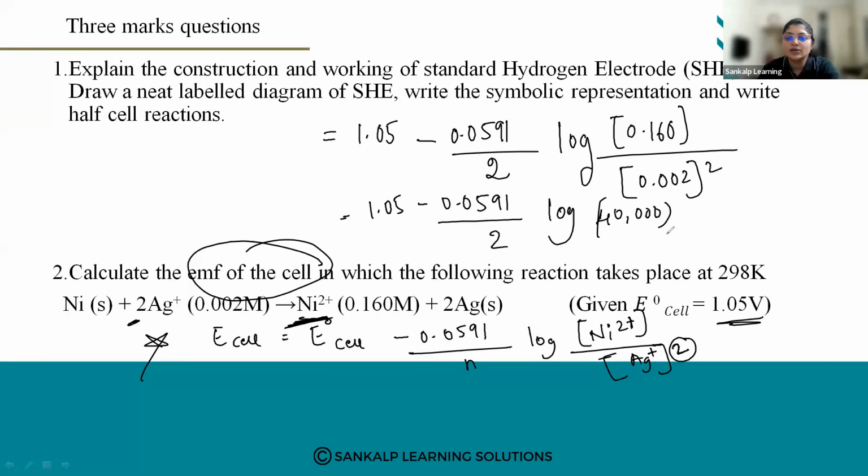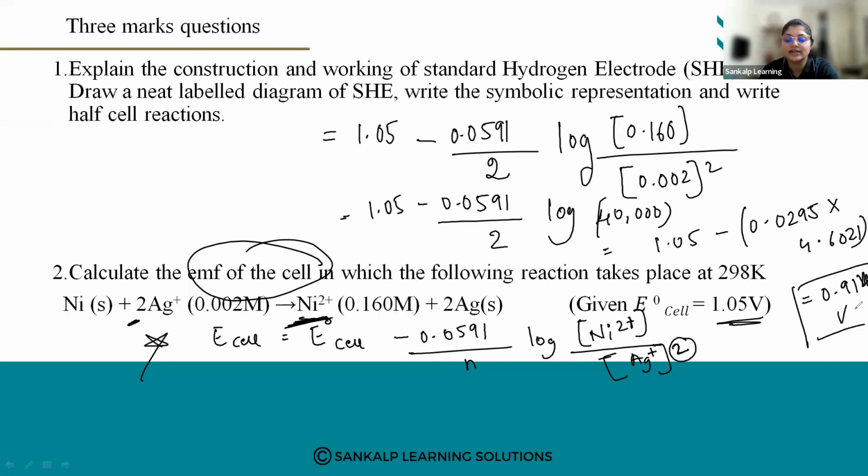So after solving this, you get it as 1.05 minus 0.0295 into 4.6021. After solving this, you get it as 0.914 volts. So this is the correct answer.